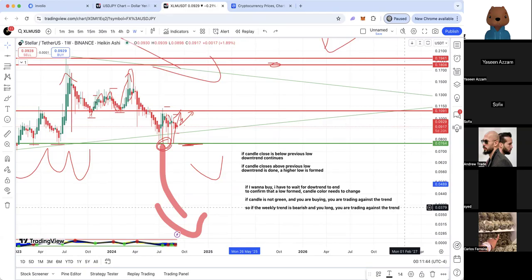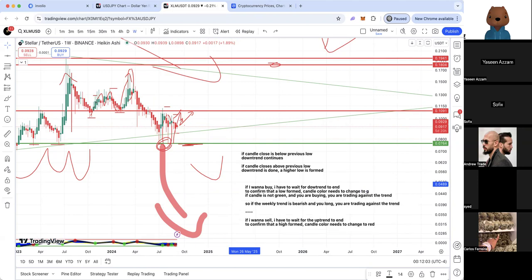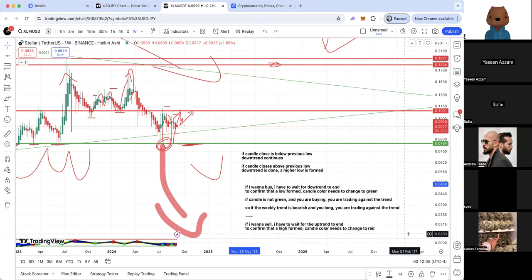And you can apply this vice versa. So if I want to sell, right, I have to wait for the uptrend to end to confirm that a high formed. Candle color needs to change to red here. Okay. And then obviously same thing. If the candle is not red yet and you are selling, you are trading against the trend.